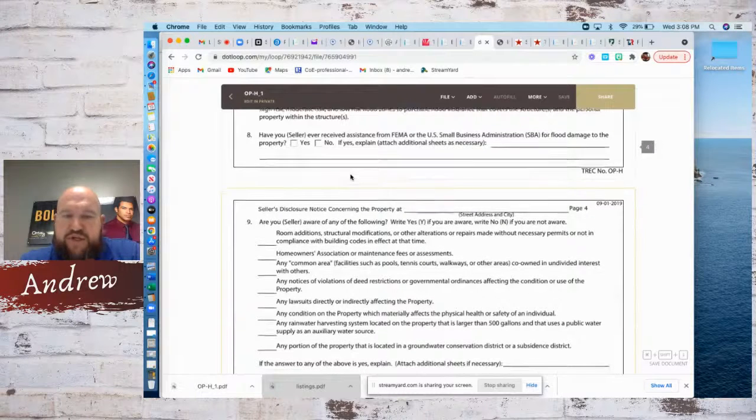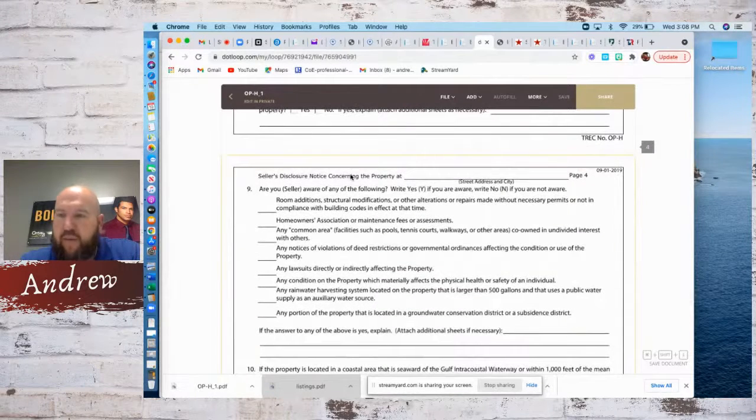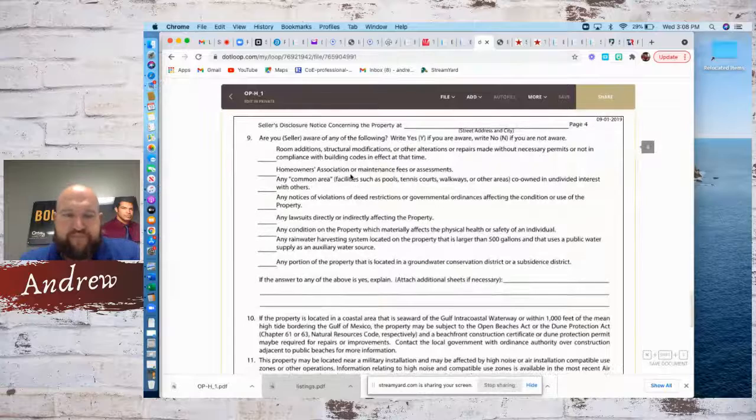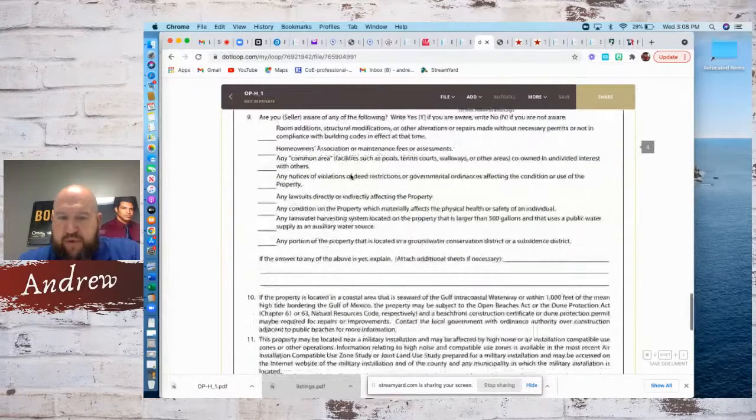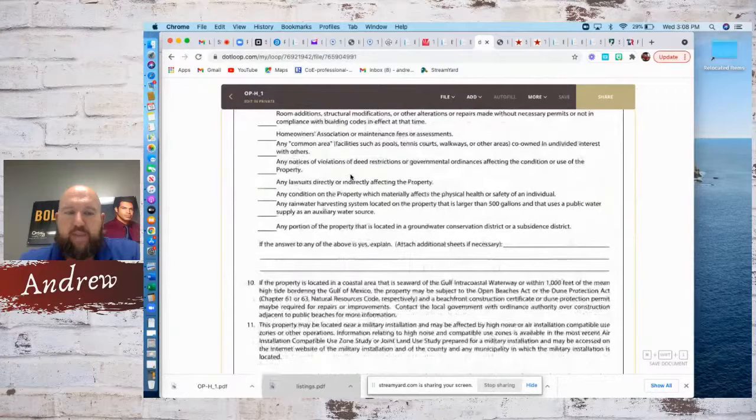So a lot of the information is going to be similar about either form. Again, the TREC form is going to much more closely mirror what is required in the statute, where the Texas Realtors form is a little bit more robust and has a lot more things added to it. If the answer to any of the above is yes, explain. Again, it always gives you the opportunity to add more sheets.